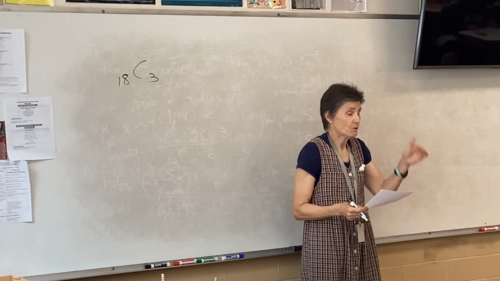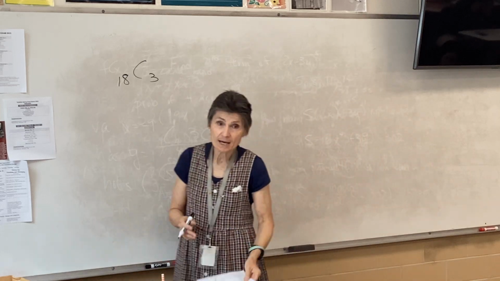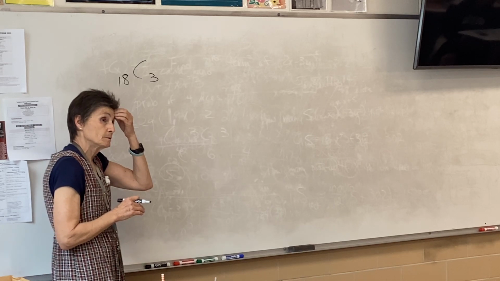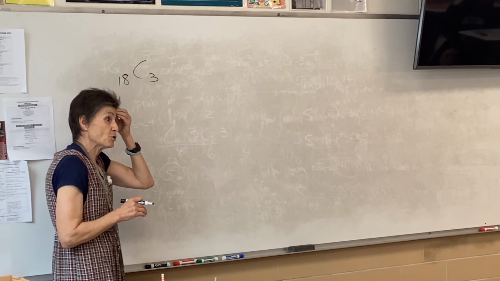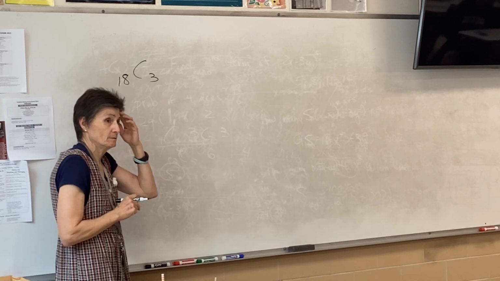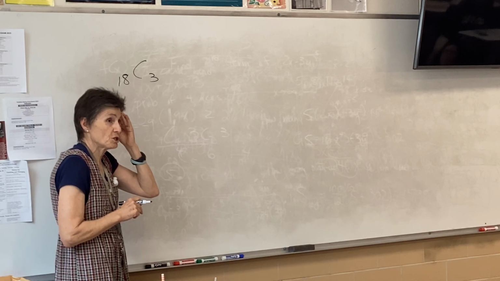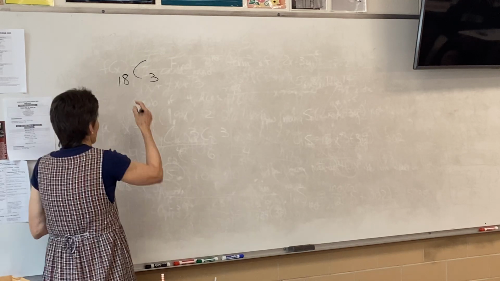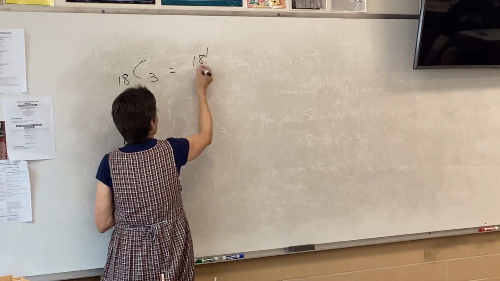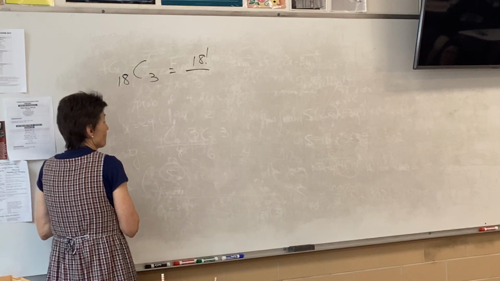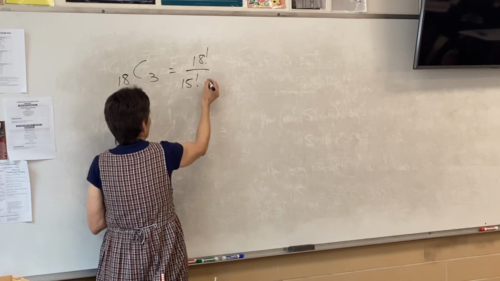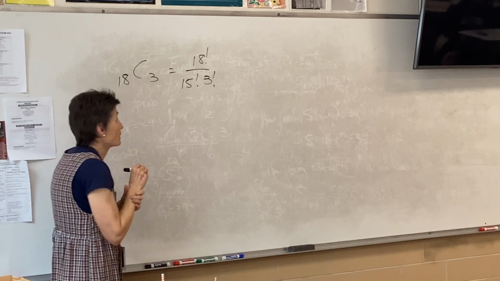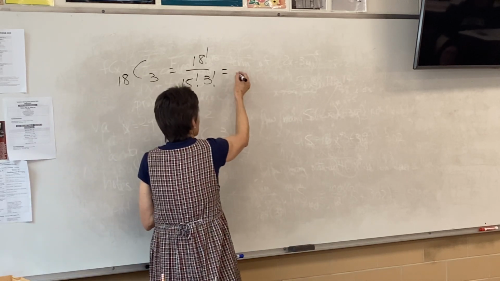Now, what if you don't have a calculator? Then you have to be able to figure this out, right? Which means you got to remember your little formula, which is not on the reference sheet. So what do we do? So 18 factorial over 15 factorial, 3 factorial. So without a calculator, this is not bad.